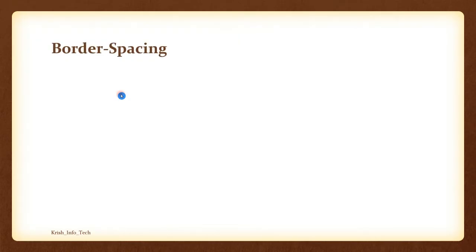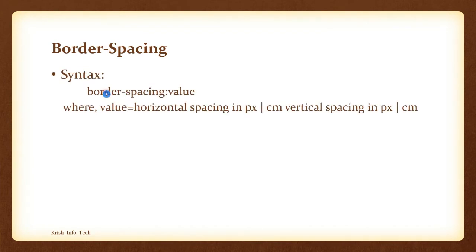How are we going to leave space between our borders? This property is used to specify the distance between the borders of the adjacent cells. Syntax is border-spacing colon value. Value is horizontal spacing in pixel or centimeter, vertical spacing in pixel or centimeter. So you can mention it in either way. You can mention it even in pixel and even in centimeters.